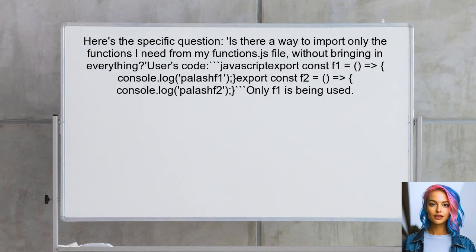Let's dive into the specific question at hand. One user asked, is there a way to import only the functions I need from my functions.js file without bringing in everything? They shared their code, and it looks like this. They have two functions, F1 and F2, but only F1 is being used. Sound familiar? Let's explore this together.